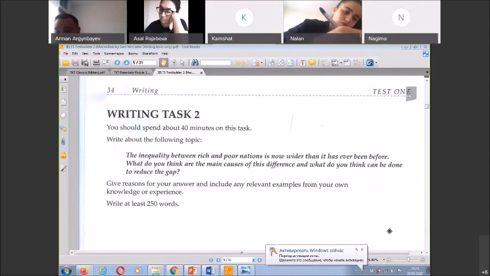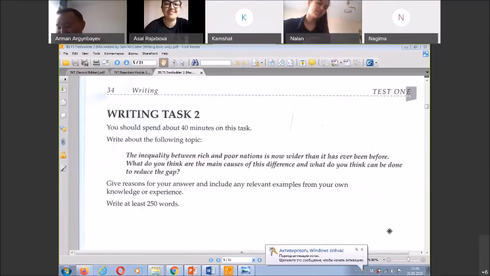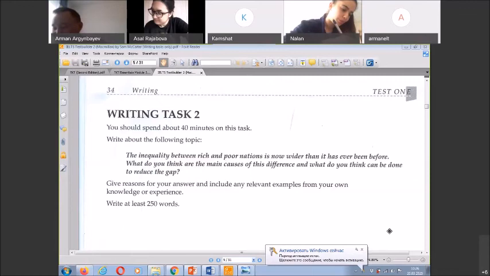We have 1 minute left. Let's try to finish. Who has finished? Almost. Almost. Just a sentence left. Just half of the sentence left. I'm writing too, but I have started a bit late. I'm going to finish writing.